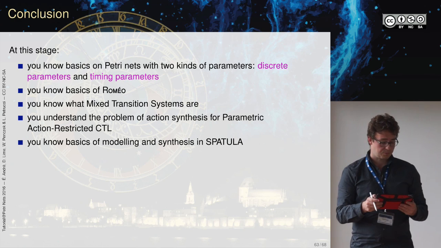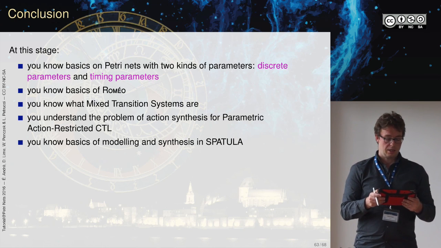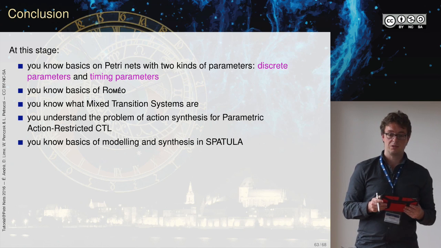And finally, to conclude, you now know the basics of parametrics in Petri nets and in mixed transition systems, and you have been introduced to Romeo and Spatula.